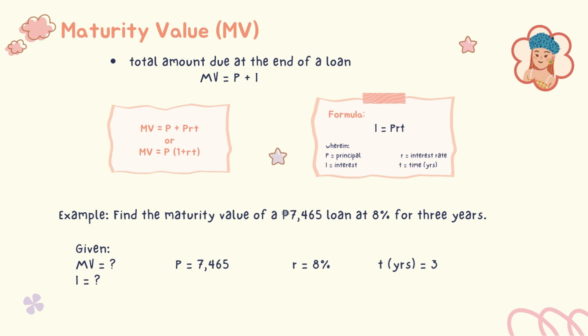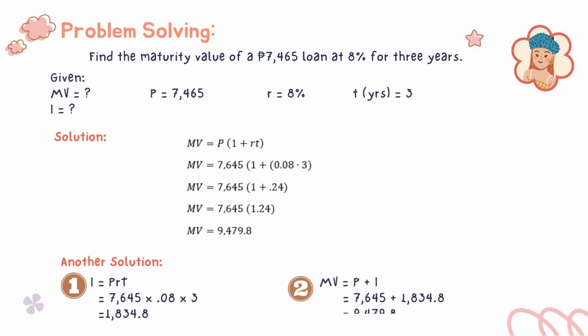So, ang interest, wa pud ta kahibaw. But ang gipangutanan niya diri is maturity value lang. But we can also compute interest, ha? Okay, so let's now do the computation in the next slide. Okay, so ang solution, maturity value equals, ang atong simplified formula, P times 1 plus RT.